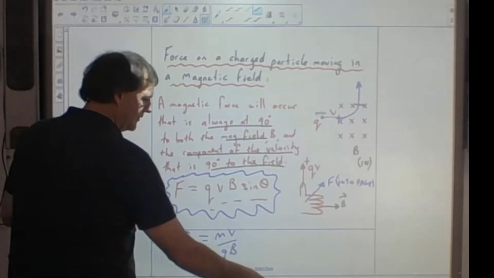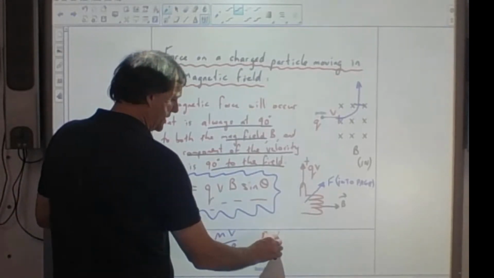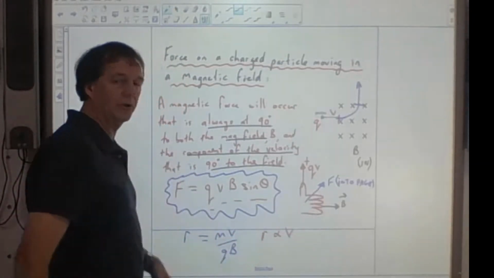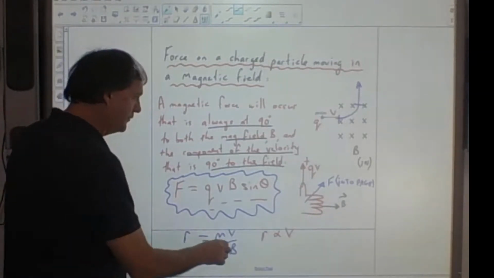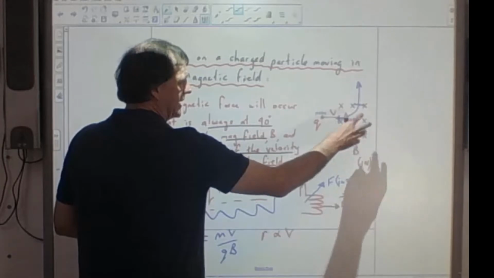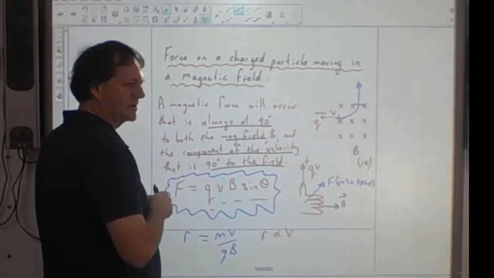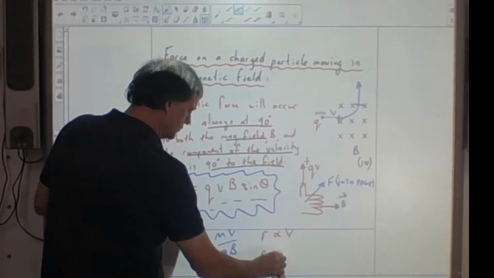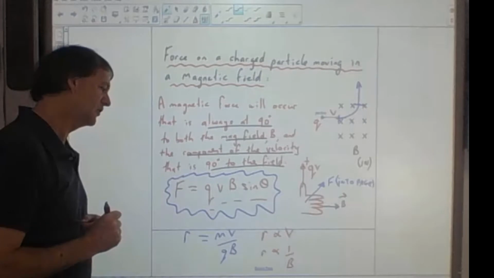Okay? Now, this means if the charged particle is going faster, we would expect it to form a larger radius circle, because they're proportional. By the same token, if we were to increase the field here, it would exert a bigger force on that charged particle, and it would curve it in a tighter circle. So R is proportional to the inverse of B, like that. So the inverse is proportional.